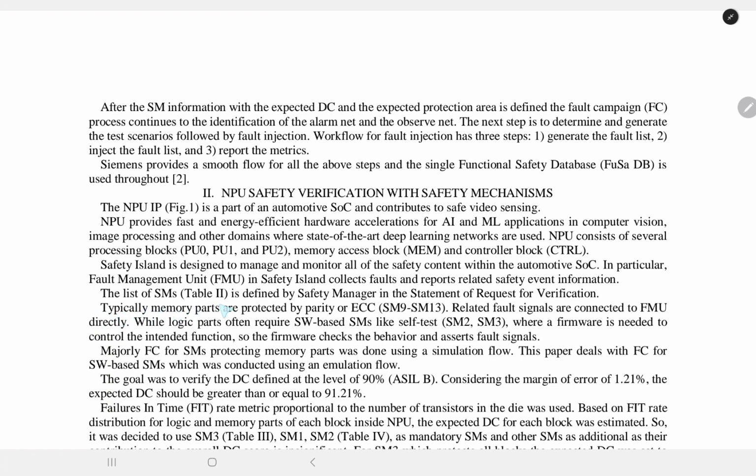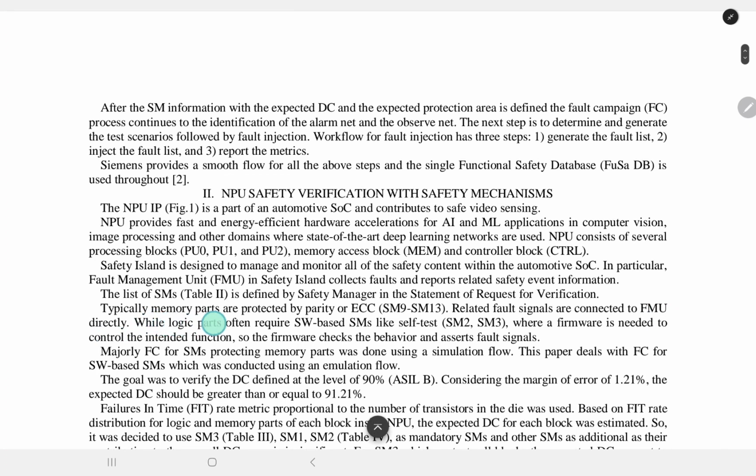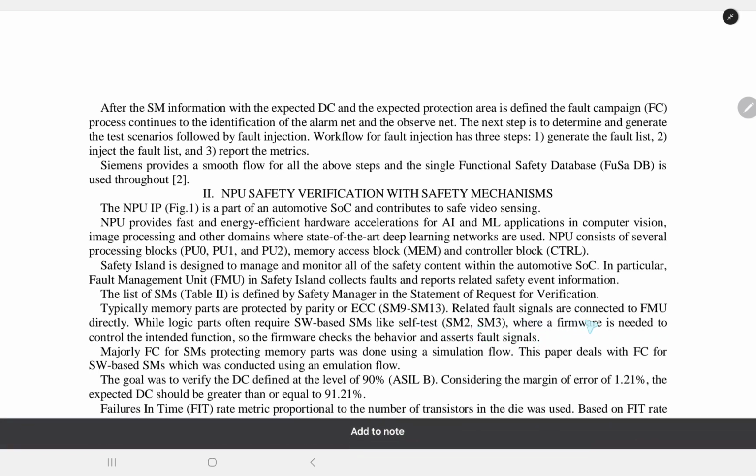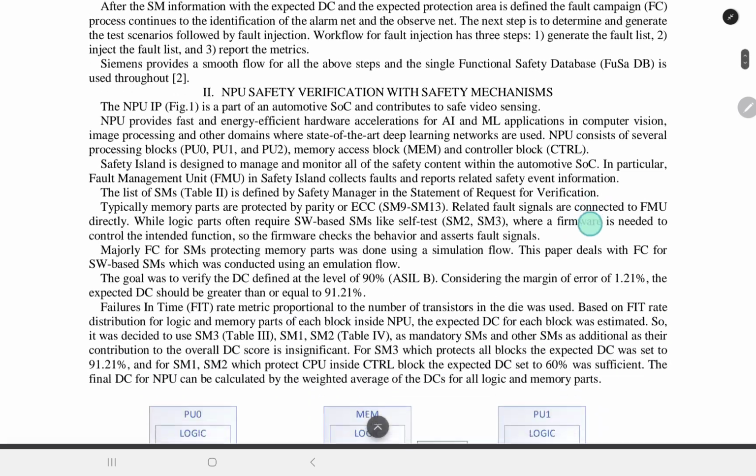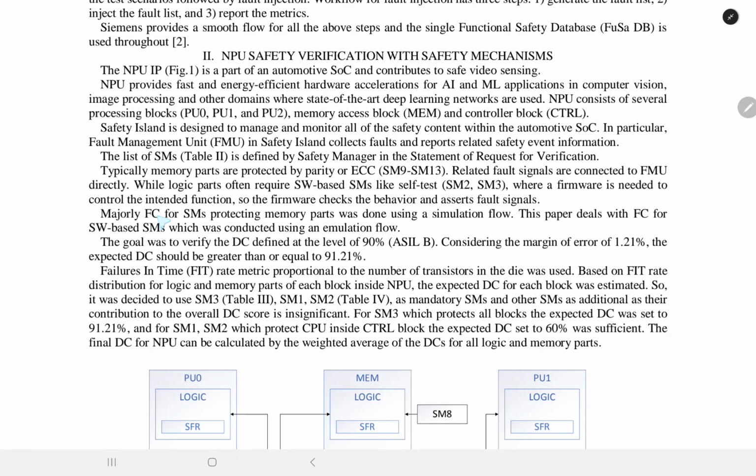Typically, memory parts are protected by parity or ECC, SM9 to SM13. Related fault signals are connected to the FMU directly, while logic parts often require software-based SMs like self-test, SM2 and SM3, where a software is needed to control the intended function, so the software checks the behavior and asserts the fault signals. The functional fault campaign for the safety mechanisms protecting memory parts was done using a simulation flow. This paper deals with the functional fault campaign for software-based safety mechanisms, which was conducted using an emulation flow.